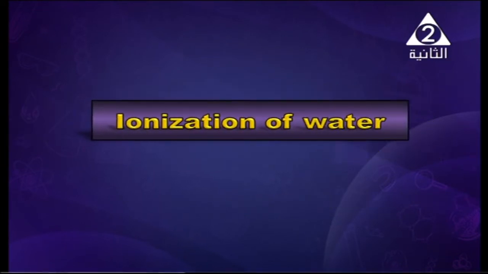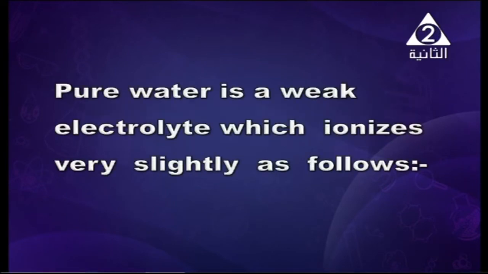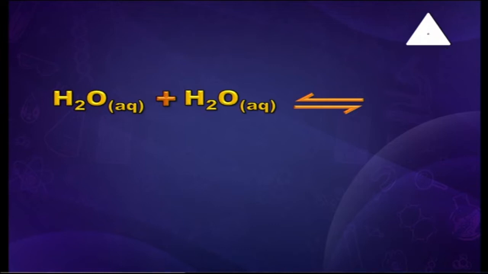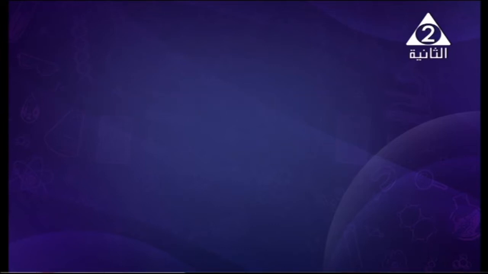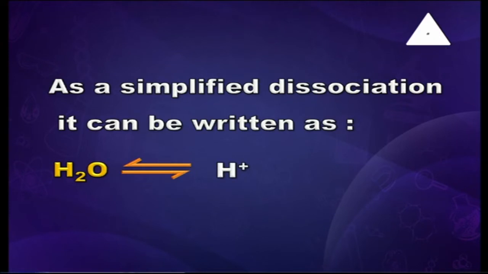Now we are going to discuss the ionization of water. Pure water is a weak electrolyte which ionizes very slightly as follows. As shown on the screen, water plus water gives hydronium ion and hydroxide ion. As a simplified dissociation, it can be written as water gives hydrogen ion and hydroxide ion.